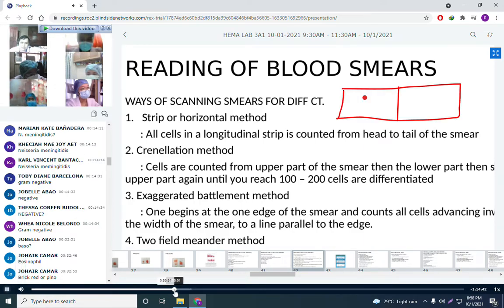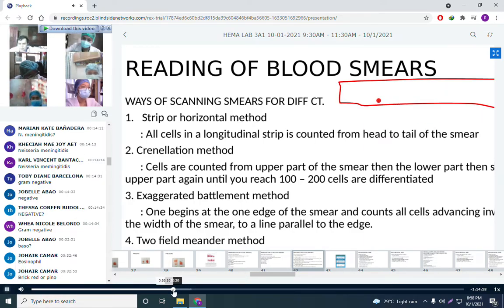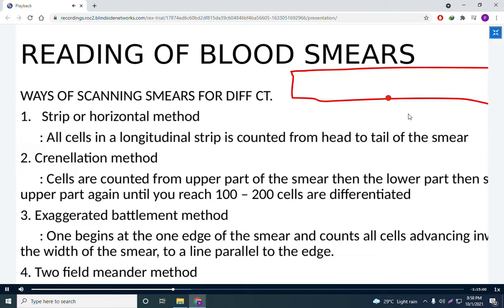And it would encompass, then you count 100 WBCs. Okay? Then, ganito. Yung buong smear na yung aanoin mo, till you count 100 WBCs. Okay? Then we also have your two-field mender.